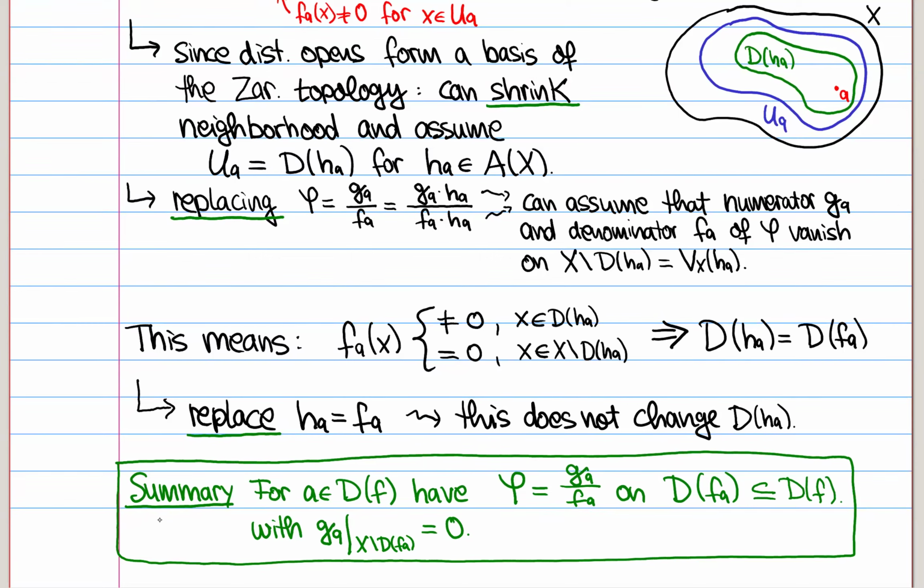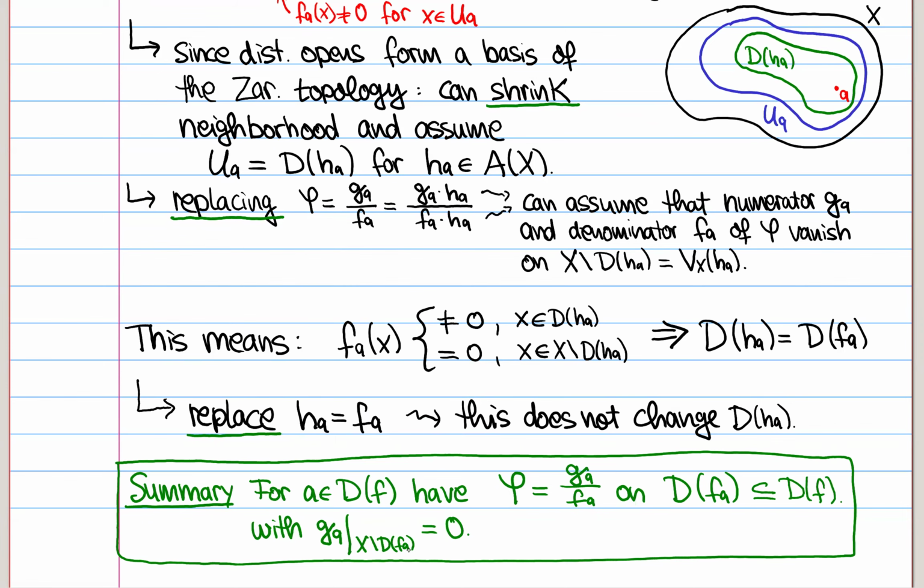Namely, the summary is, for this function phi we look at, it is true that for any A in DF, we have phi is given by GA divided by FA on this open neighborhood of A, so on all of DFA. And we have one additional assumption. This came from the second step here, namely that the function GA vanishes outside of DFA. That we have. And this is the crucial input in the second part of the proof now.